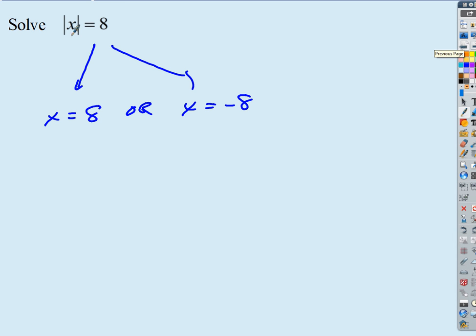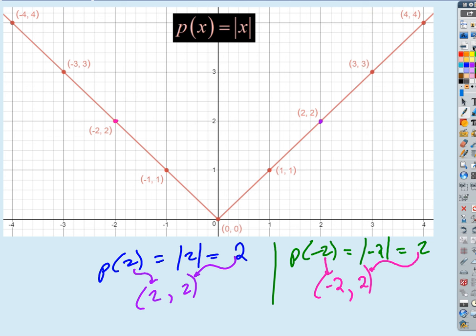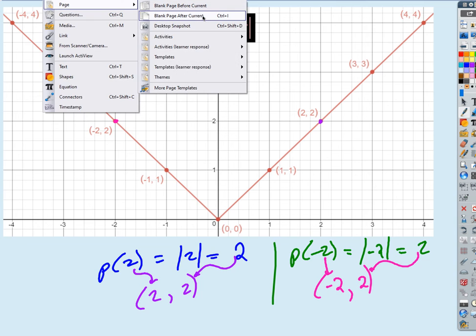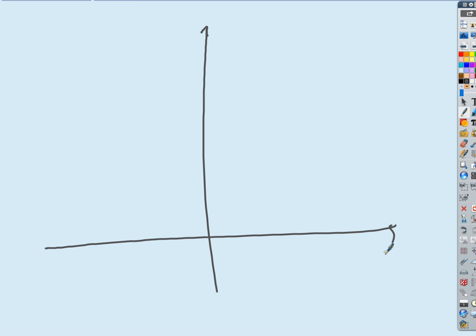Okay? So then if I ask the question, where does this absolute value function equal 8? Where is the output of the function equal to 8? On the graph, that would be way up at y equals 8, wouldn't it? So my graph doesn't go high enough. I'm going to make another one. So there's the y-axis, there's the x-axis, and here's my absolute value function.